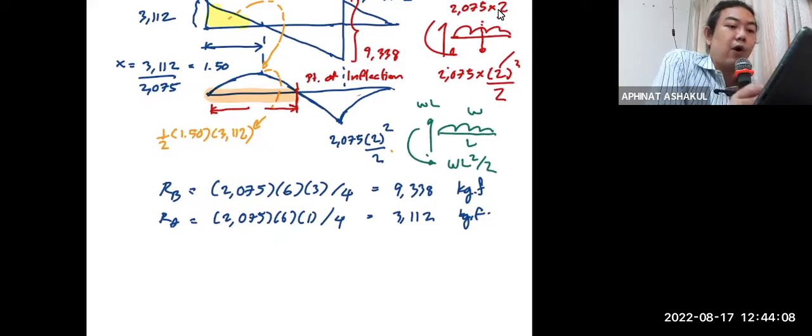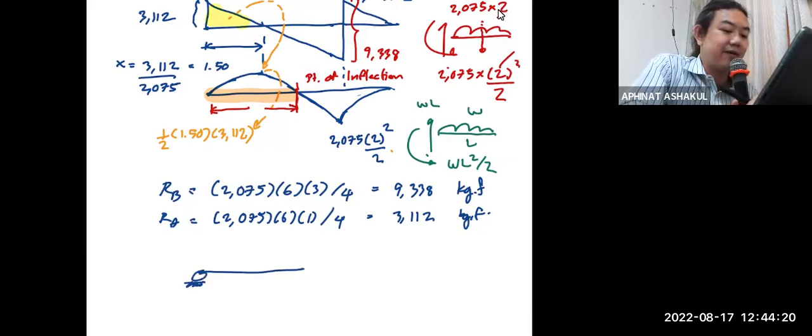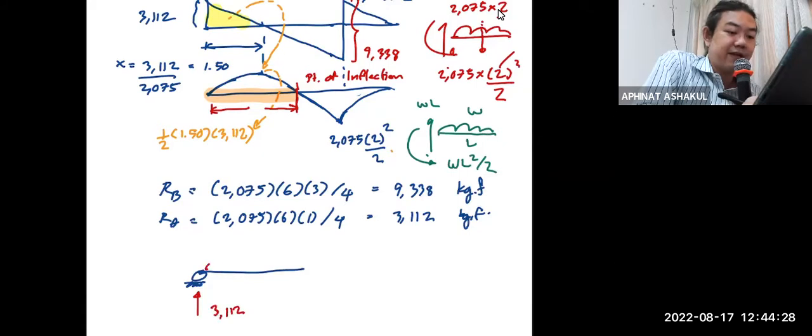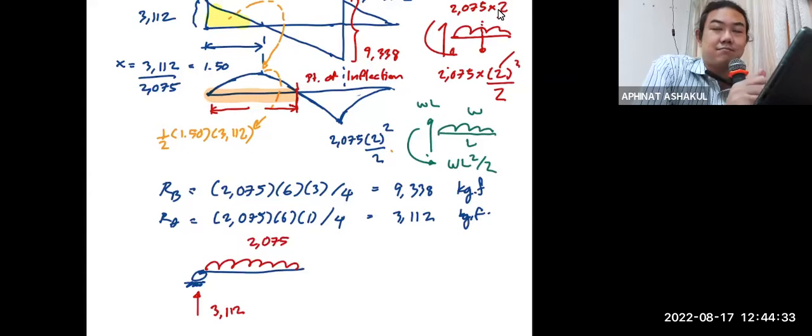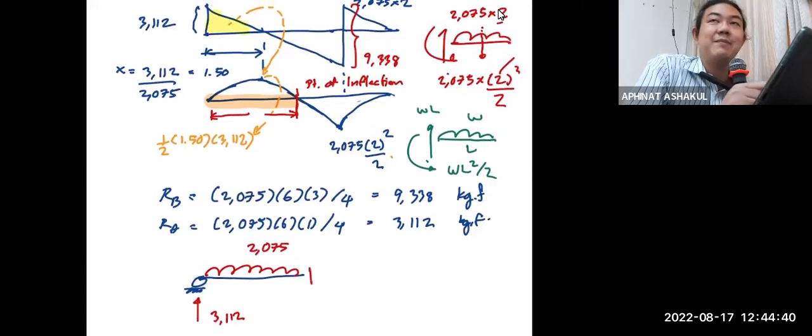Okay? And draw the free body diagram again. Doesn't matter if it's a circle or rectangle before. So when I have a free body diagram, I know that this is 3112. I know that this is 2075. I know that this moment is 0. Then there's shear here, but I don't want to know how much it is.